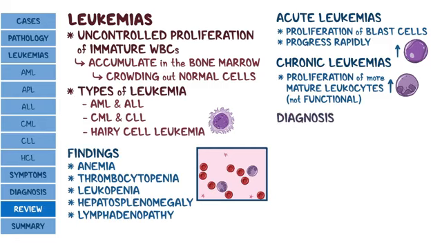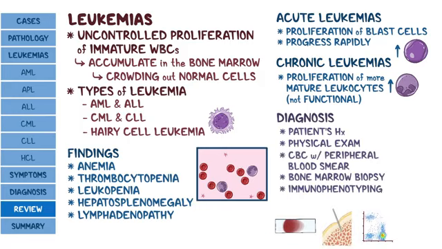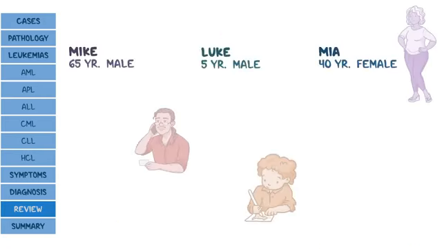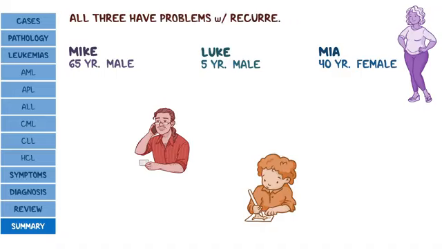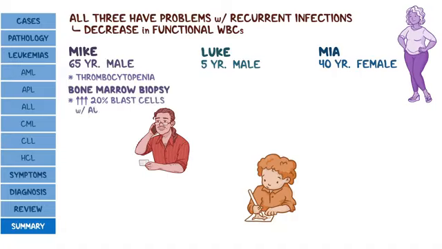A diagnosis can be made based on the patient's history, physical examination, CBC with peripheral blood smear, bone marrow biopsy, immunophenotyping, and genetic testing. Now, back to the patients. All three have problems with recurrent infections due to a decrease in functional WBCs. Mike has thrombocytopenia, and his bone marrow biopsy showed more than 20% blasts and cells containing Auer rods. All of this points to acute promyelocytic leukemia.